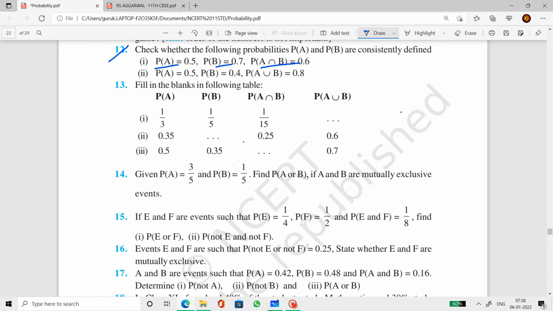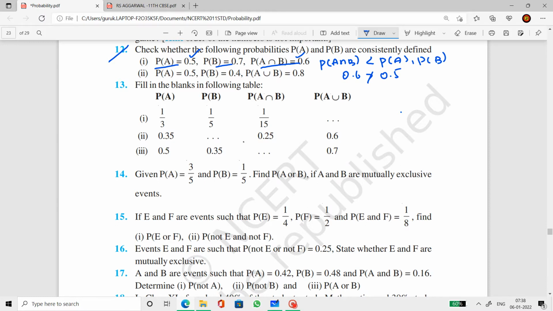Well, not so, because P of A intersection B must be less than P of A and P of B. P of A intersection B is 0.6, but P of A is 0.5. So that means 0.6 is greater than 0.5. So then it's not consistently defined, right? So the first one is not right.